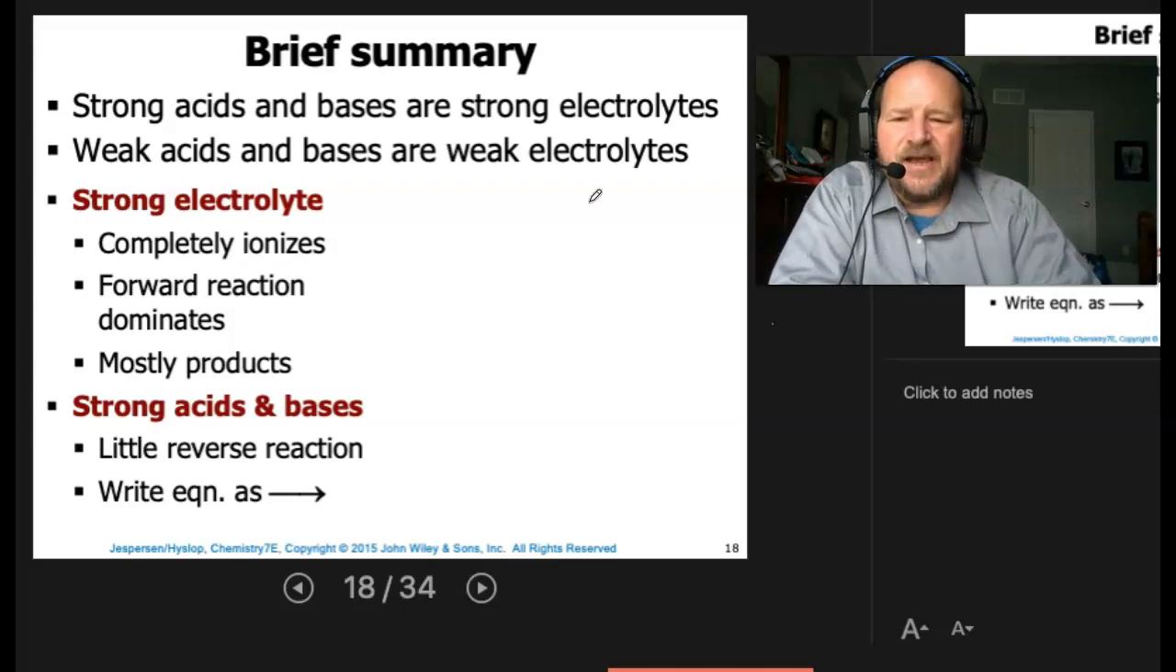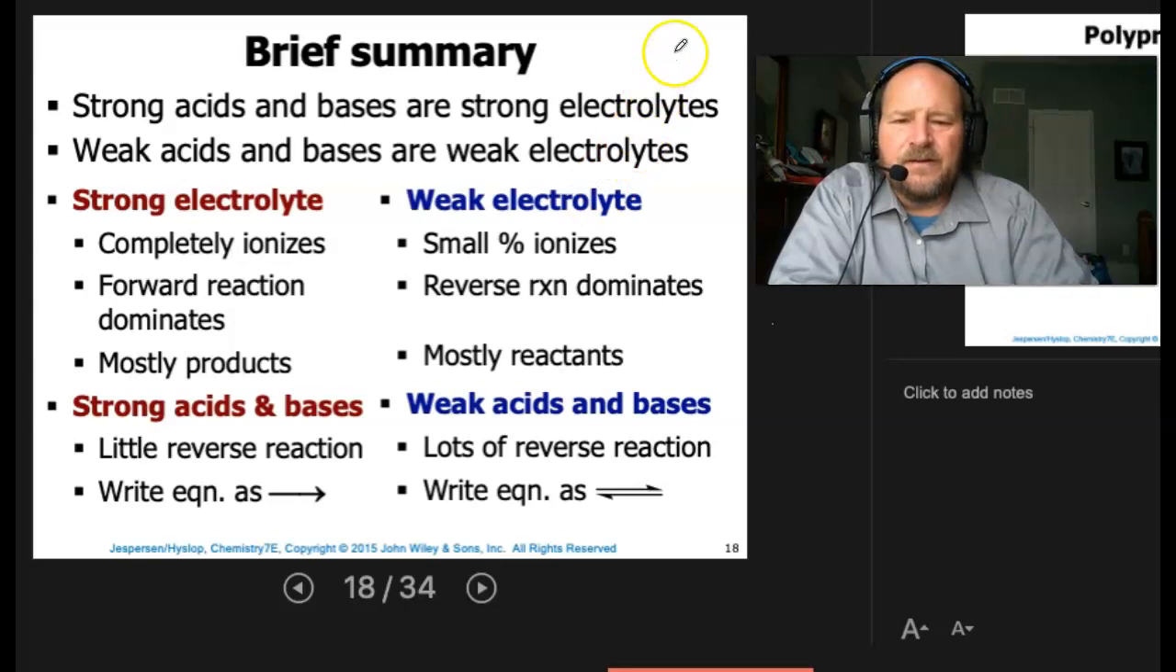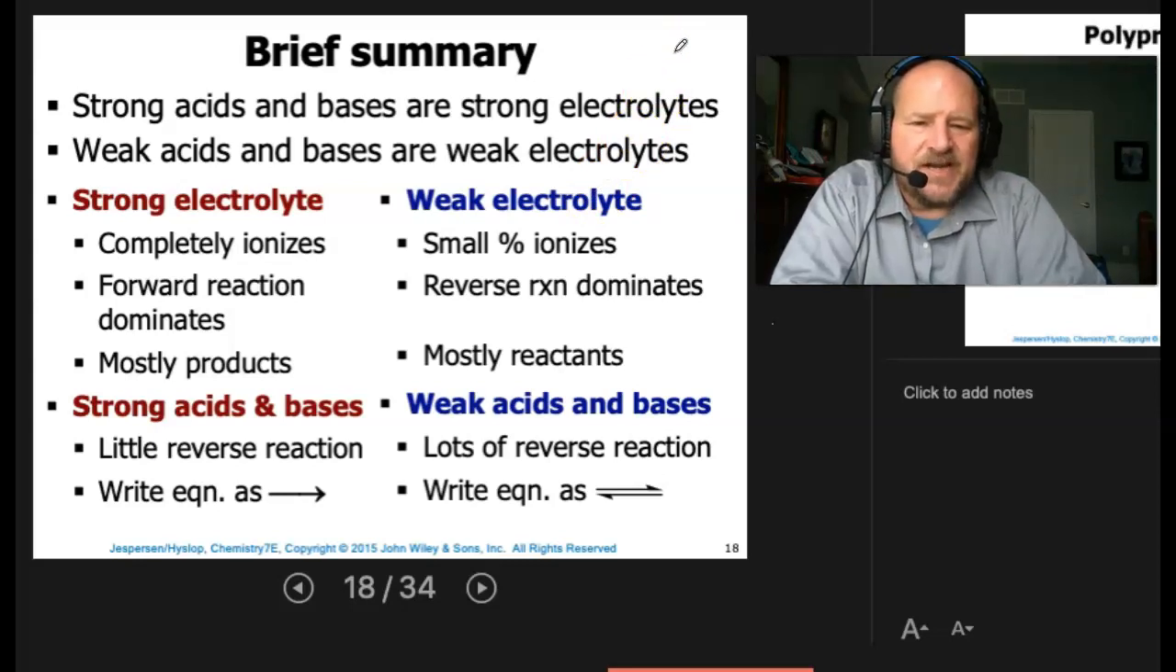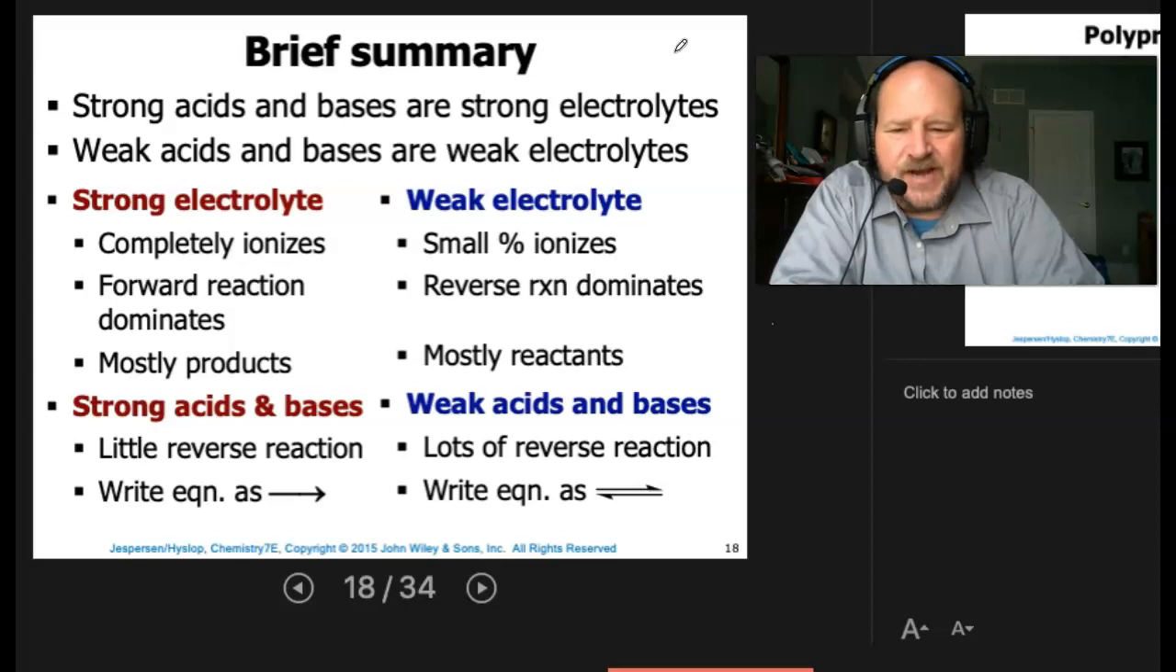Weak acids and bases are weak electrolytes. That means with a weak electrolyte, you have a small percentage of ionization, and the reverse reaction will dominate. That means you have mostly reactants. Which means you have a lot of the reverse reaction, and we're going to write that equation as a double-headed arrow.